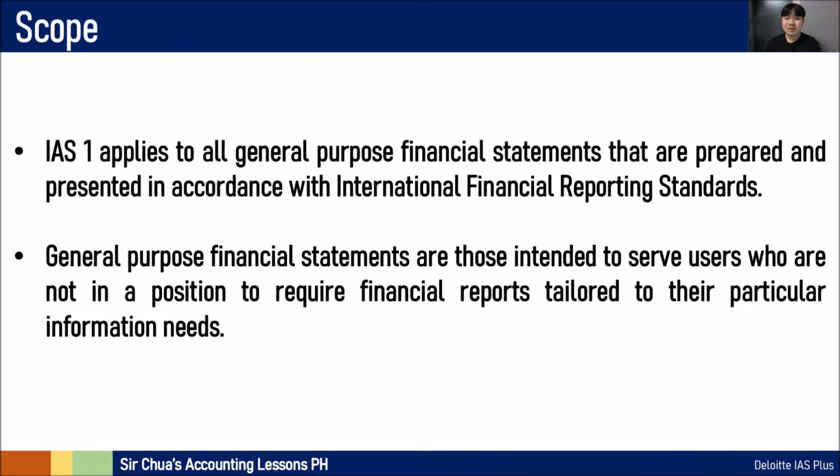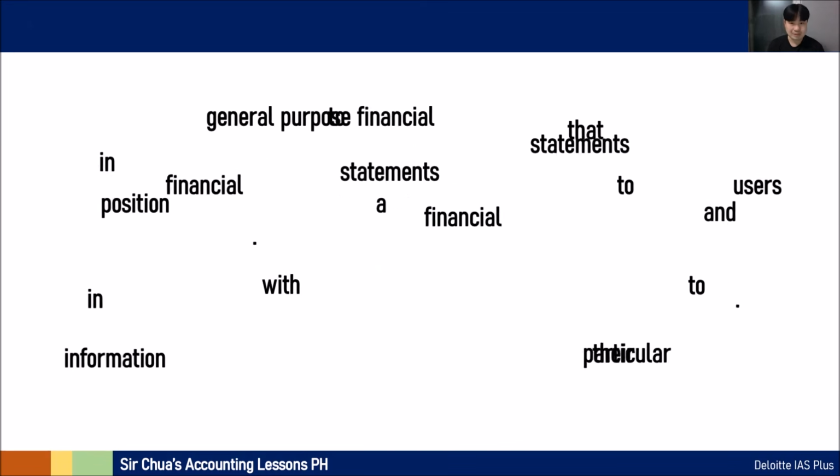Now, IAS 1 applies to general purpose financial statements in accordance with the IFRS, and we call it general purpose financial statements because we serve users that are not in a position to require financial reports that are tailored to their particular information needs. So this is for everyone. Because if we were doing financial statements tailored to a specific information need, then that is already a special purpose report or a special purpose financial statement. So this is a general purpose FS.